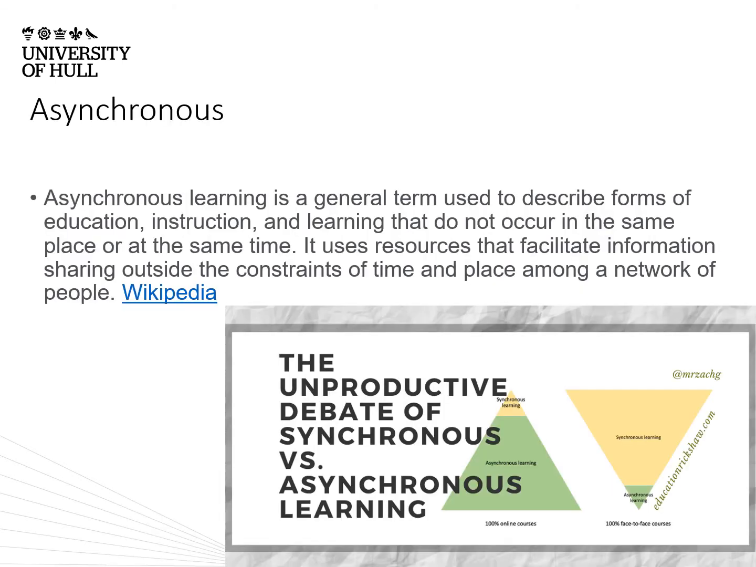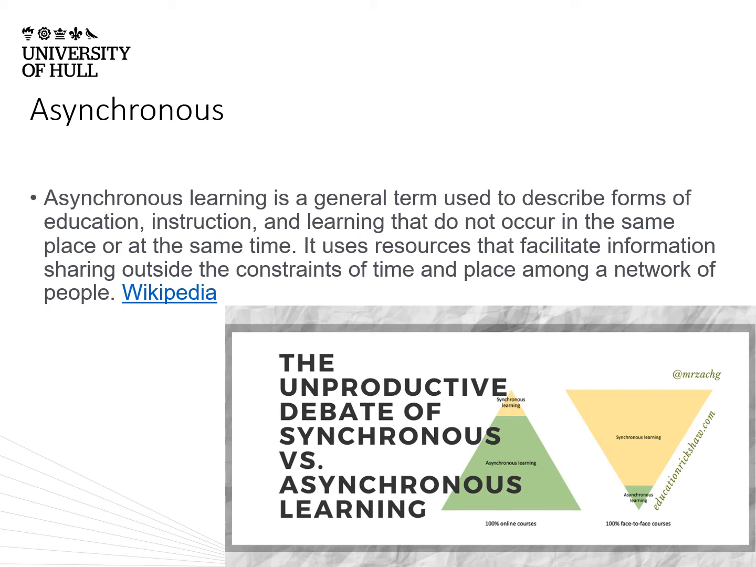And finally, we get to asynchronous learning. According to Wikipedia, again, asynchronous learning is a general term used to describe forms of education, instruction, and learning that do not occur in the same place or at the same time. It uses resources that facilitate information sharing outside the constraints of time and place among a network of people. And of course, that network of people can be an online class.